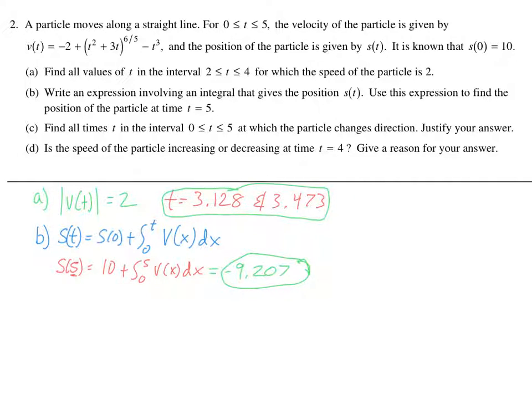Now, could you find your position anytime from 0 to 5? The function gives you 0 to 5, so you can find it at 1, 2, whatever you want. Plug the number in there, you're good to go. And you can find any position you want.